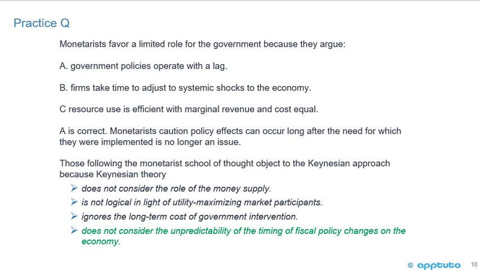So you can see I copied again from the previous slide the bullet points. Those following the monetarist school of thought object to Keynesian approach because Keynesian theory, you could see the last bullet point I put in green, does not consider the unpredictability of the timing of fiscal policy changes on the economy. That means government policies operate with a lag.